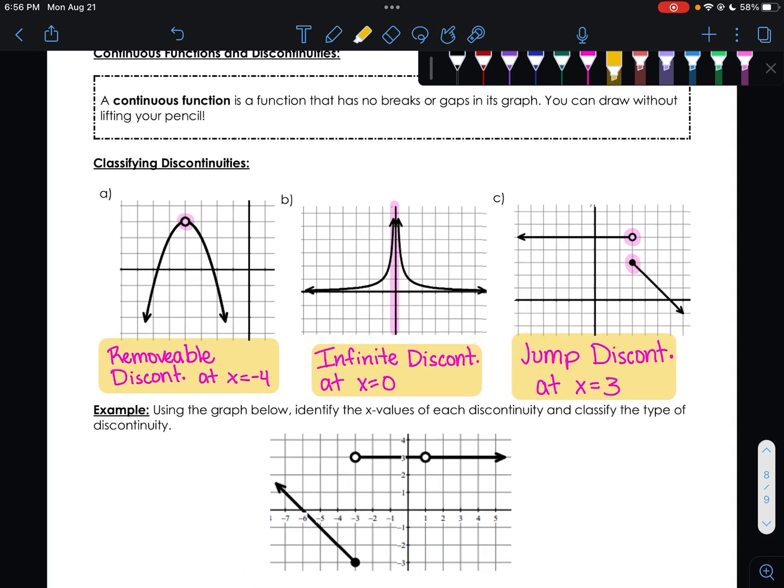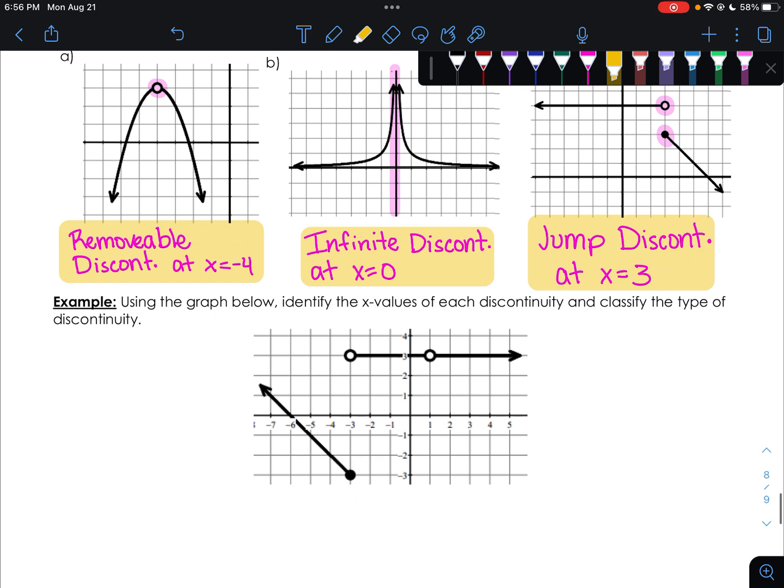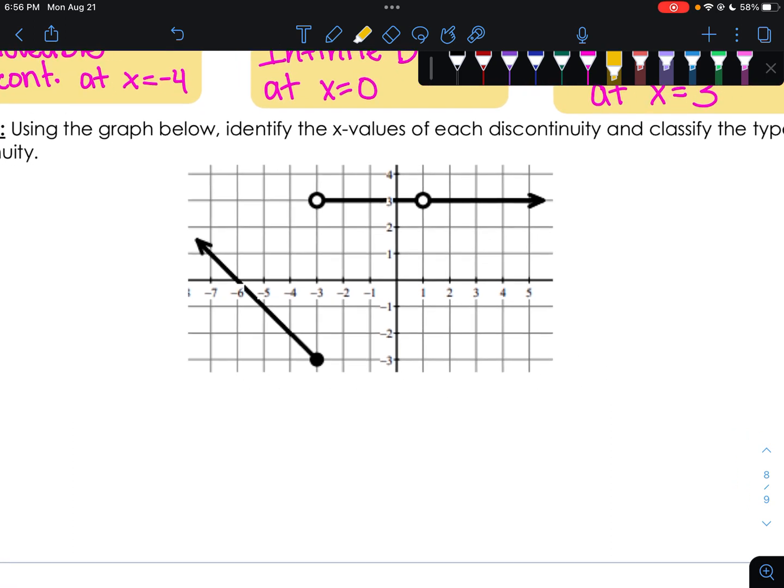So what I would like you to do is to stop or pause this video and try to find the different types of discontinuities and at what x values they happen for this graph right here. So I look and I see that it has a discontinuity here and a second discontinuity here. So this first discontinuity, I have 2 different graphs and I'm jumping from one graph to the other. So this is going to be at x equals -3. There is jump discontinuity.